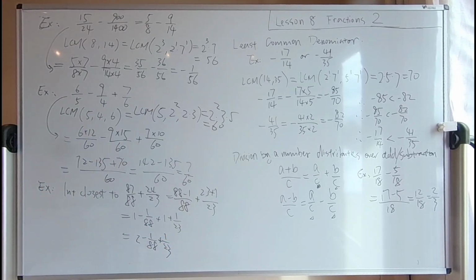Now, the reason I'm doing it this way is that I don't even need to calculate the actual value of 1 over 88 or 1 over 23, because I know that they are both very small numbers, much smaller than 1. So the closest integer will be 2, right? Even if you subtract a very small number and add another very small number, it's not exactly 2 anymore, but the closest integer is still 2.